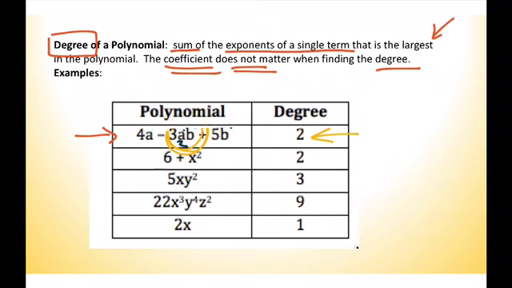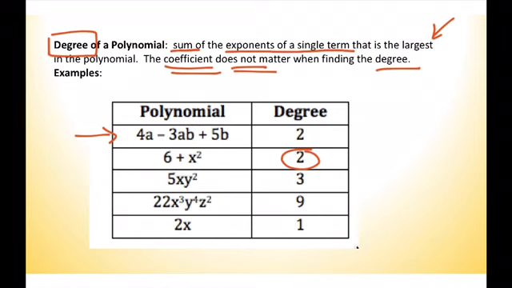Okay, let's go to the next one. 6, that's 1 term. That has degree 0 because there's no variable. X to the second, that has second power, 2 exponent, so that's going to be degree 2 also. So you see that degree 2 can look a lot of different ways. It just has to do with the exponents.